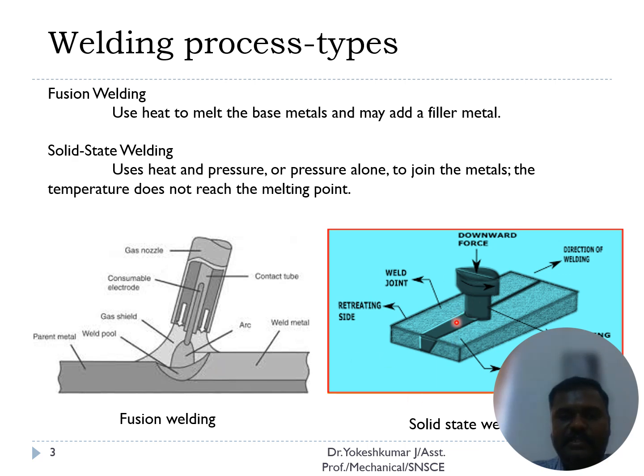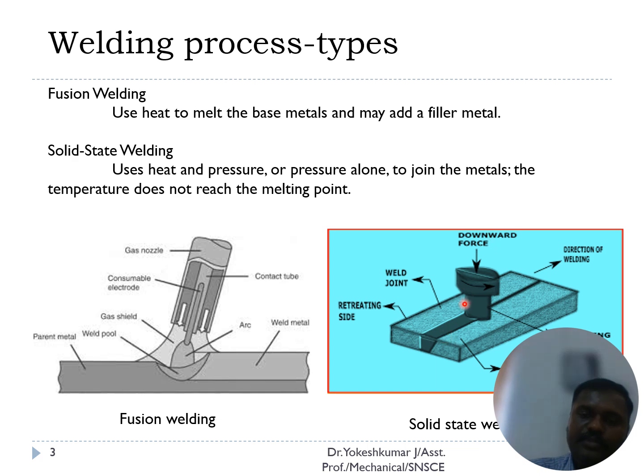This diagram explains the solid state welding process. It uses heat and pressure, or pressure alone, to join the metal. The temperature here does not reach the molten state of the metal. Here we are applying the downward force of a rotating member to the parent metal. We have the parent metals to be joined, and we are applying the pressure at the top by means of the rotating member. Due to friction, heat is generated, but the heat generated is not enough to reach the molten state. The generated heat is used to join the two pieces.